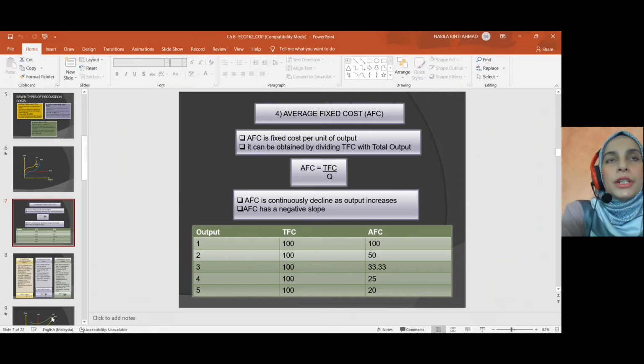And then we move to the average fixed cost. So average fixed cost is the fixed cost per unit of output. Macam mana nak dapatkan dia? Total fixed cost divided by quantity. And this average fixed cost ini akan continuously decline as output increases.